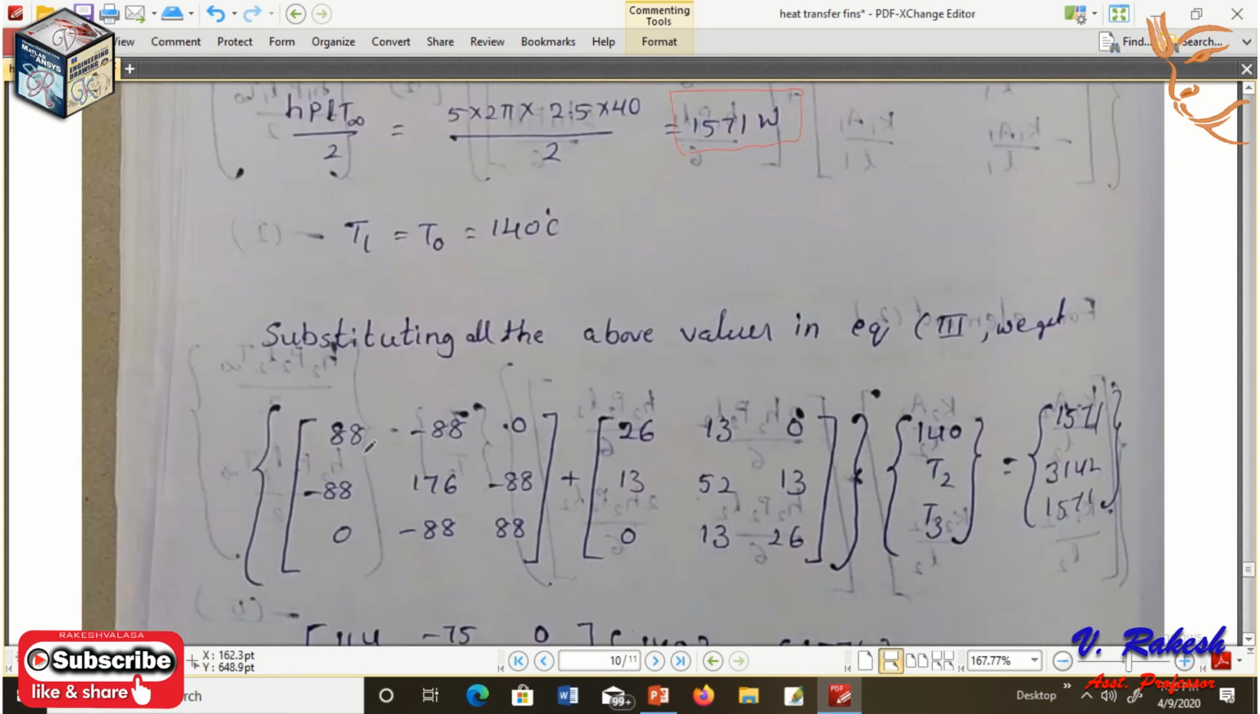We get 88 minus 88 0, minus 88 176 minus 88, 0 minus 88 88, plus 26 13 0, 13 52 13, 0 13 26, into T1, that is 140 degrees, T2, T3, equal thermal force vectors F1 1571, F2 3142, F3 1571.